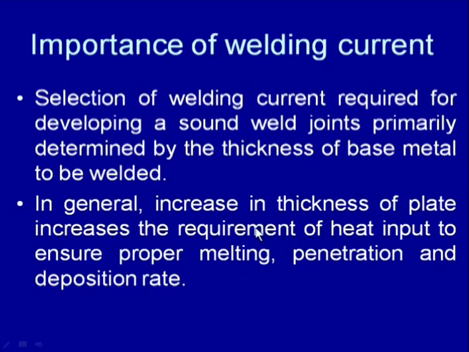And for that purpose we need to supply a lot of heat, and for generating high heat it is necessary that high welding current is supplied. So, increased requirement of heat is fulfilled using high welding current. High welding current is normally set when thick plates are to be welded. So, the need for high welding current dictates the use of a large diameter electrode.